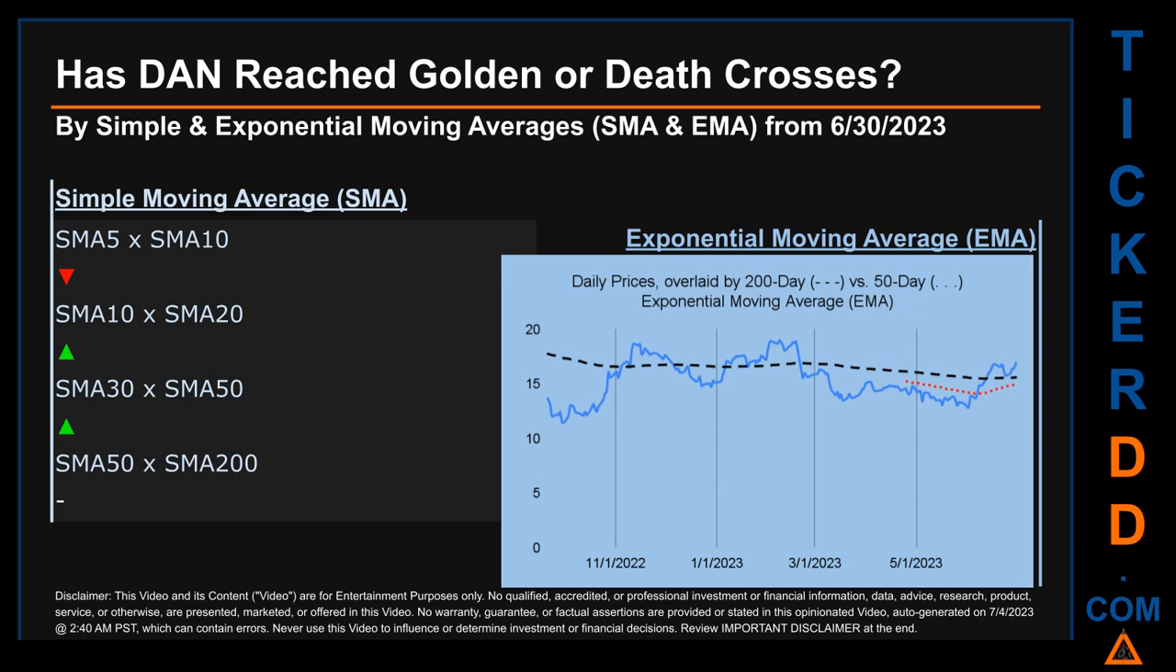Continuing with SMA, we looked across the 5 to 10, the 10 to 20, and the 30 to 50-day ranges to see if golden and death crosses had been reached. We found golden cross signal for the 10 to 20, the 30 to 50. We found death cross signal for the 5 to 10. We could not find either golden cross or death cross signal for the 50 to 200.